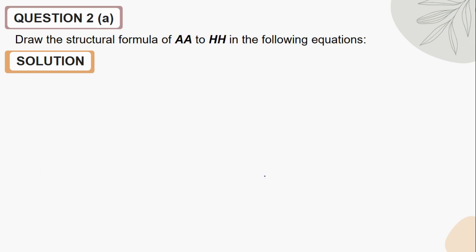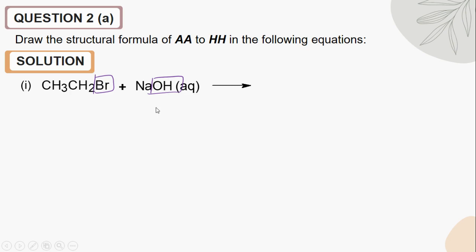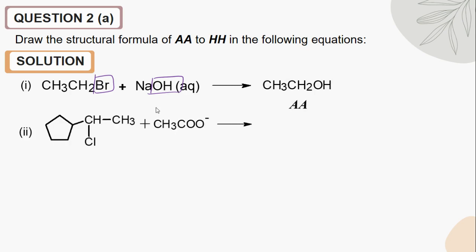Let's proceed to question number 2a. Draw the structural formula of AA to HH in the following equations. So question number 1, you need to draw what is AA. So in this case, this is the type of reaction for haloalkane. Br is going to be substituted with OH, which is nucleophilic substitution. So your product of AA should be CH3CH2OH.